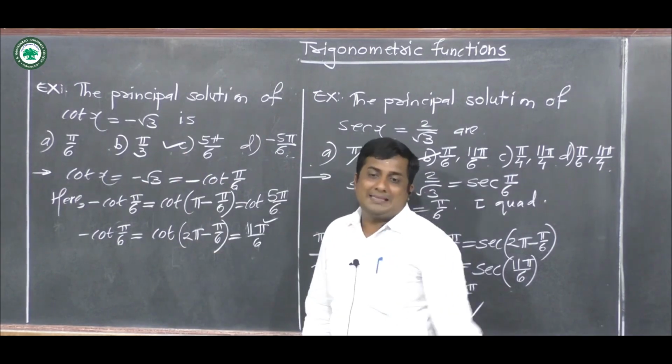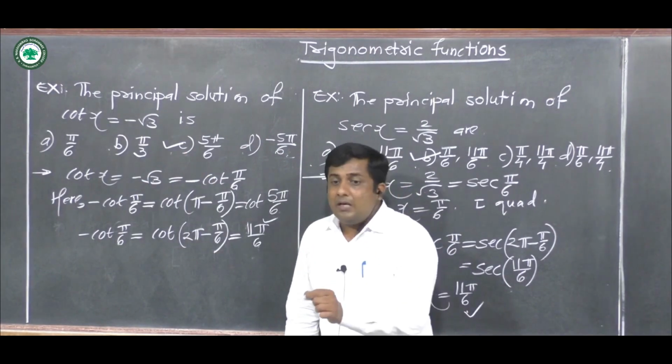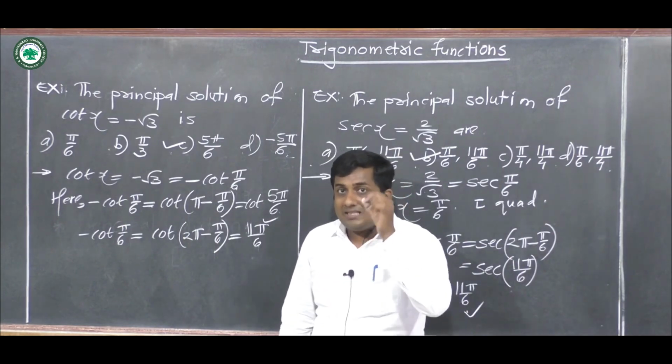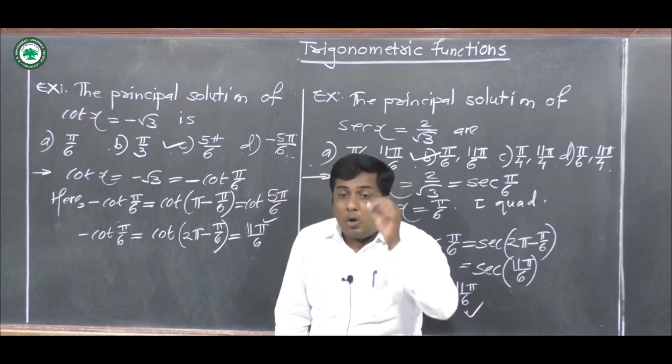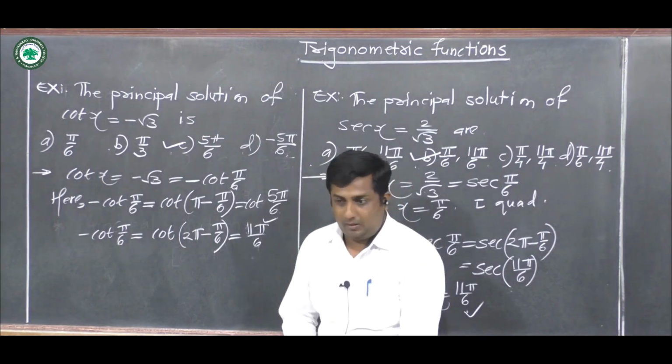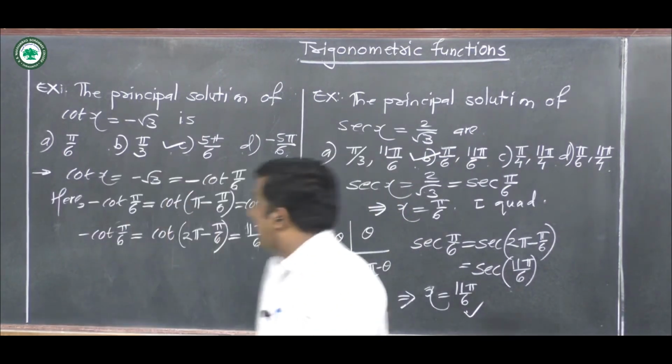So it is a very simple example. Remember, for the principal solution, our solution lies in the interval, closed interval 0 to open interval 2 pi. Okay, now we go with our third example.